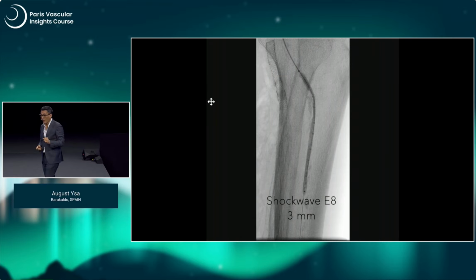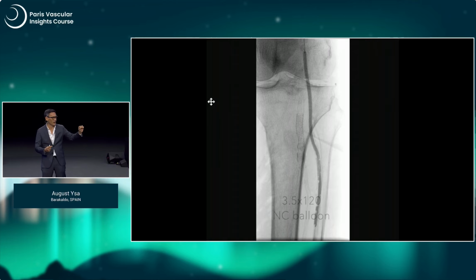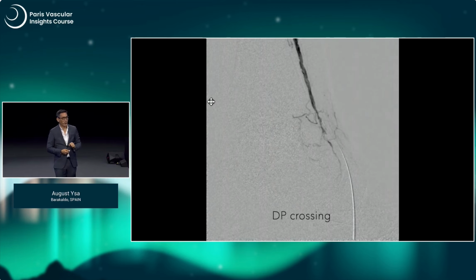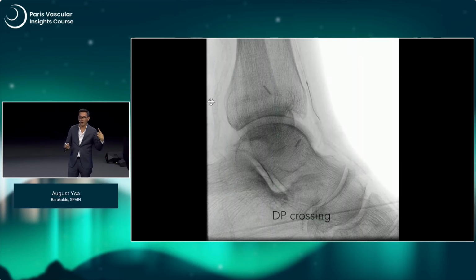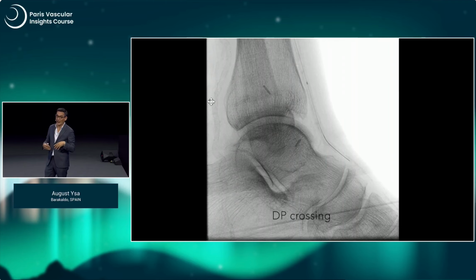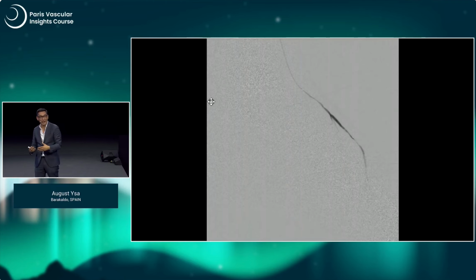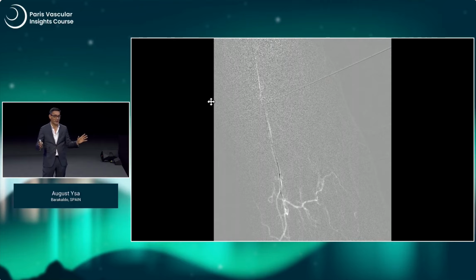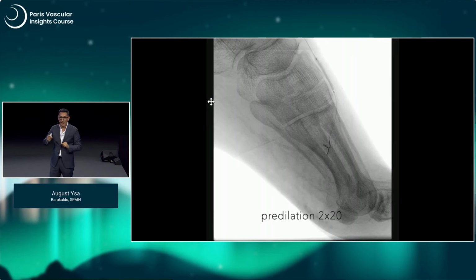And as you can see, following this, we performed some dilation with an ultra compliant balloon proximally. So we needed just to reach the foot. We performed a body wire maneuver, we reach the DP artery, we cut into the plantar arch, and as you can see, AP view, very important. Lorenzo Patrone would say, that is the AP view. Here we are. So pre-dilation, 2 millimeters, and final dilation with 2.5.